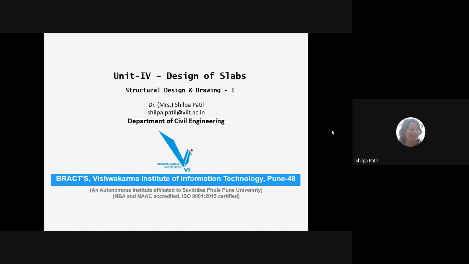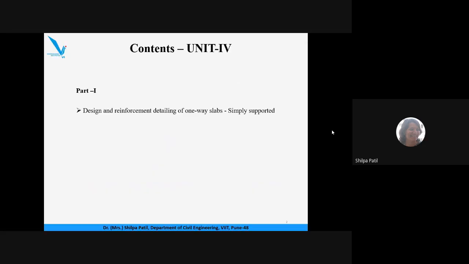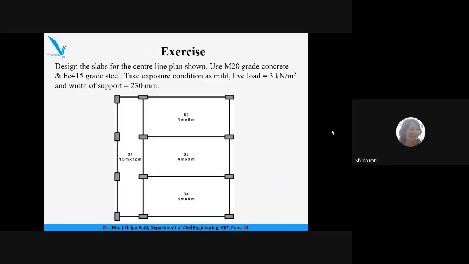This time I have typed the entire numerical example in the slide itself. So instead of you using the tablet, I'm going to show you the solved numerical example through the PPTs. Okay, so let us start with that. We will start with the design of simply supported one-way slab first. Then we will move to design of continuous one-way slab, and finally design of cantilever slab.